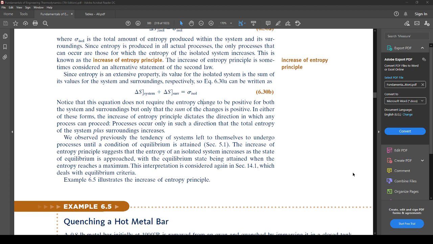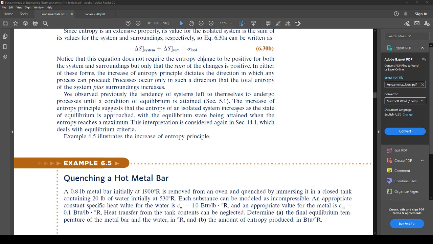Example 6.5 illustrates the increase of entropy principle. Let me see, what chapter is this? Sorry, I'm just actually curious. I think we actually did... Oh yeah, I think it has to do with Gibbs free energy. Okay, so I guess we do talk about it a little bit. Never mind. In later books, or in later classes. I think Thermo 3 is when you will do it.